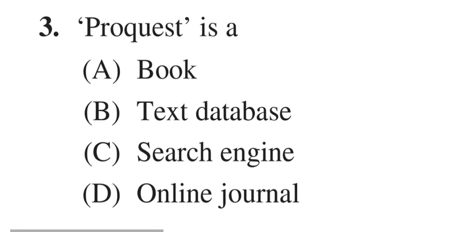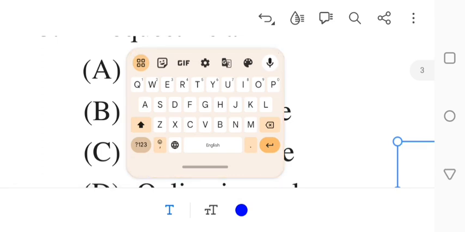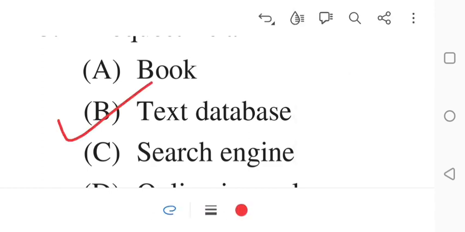Then number three we have ProQuest. ProQuest, it is a what? Book, text database, search engine, online journal. So the correct answer is B, that is, text database. Got it? It's a text database.